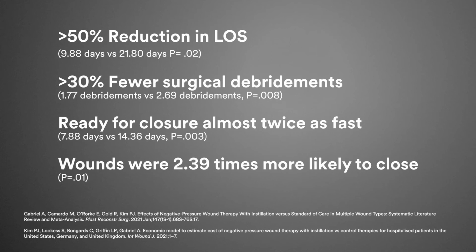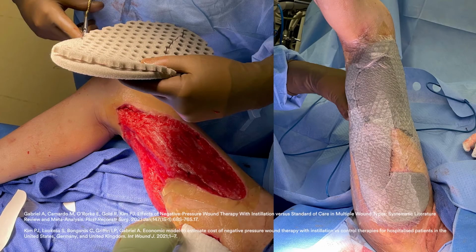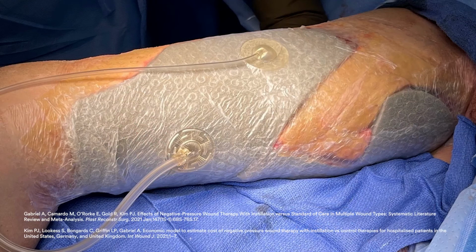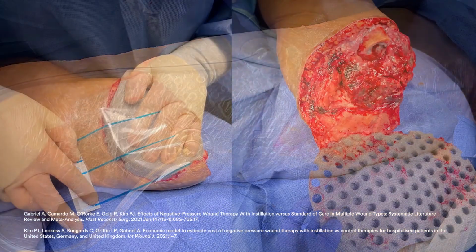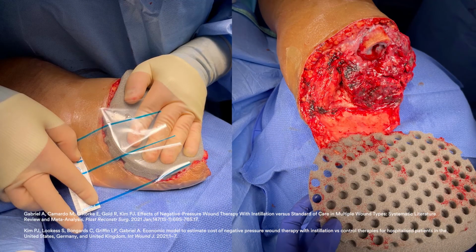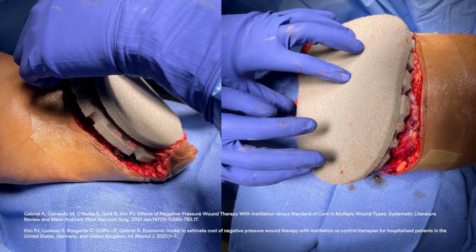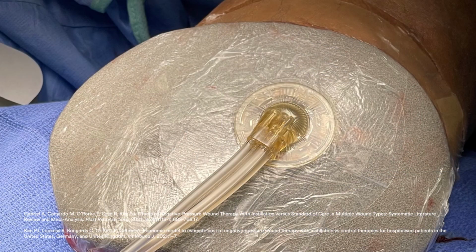If we go back and we look at the Gabriel meta-analysis or the Kim economic paper, we will see decreased length of stay, decreased number of operations, decreased time to closure, and for follow-up, more wounds closed. So in the end, the patient gets out faster, they're closed faster, there's huge cost savings. And as a result of this, the healthcare burden to society, the healthcare burden to insurance companies, and to the patients themselves. So this is a win all the way around. Everybody wins in this scenario. Welcome to 2022. Here we are.